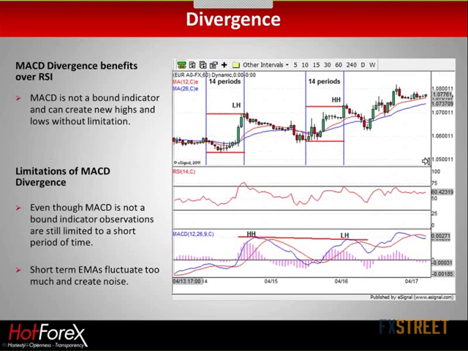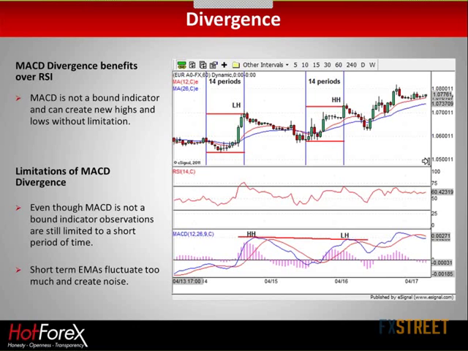Now, the MACD divergence benefit over the RSI is basically the fact that MACD is not a bound indicator. It can create new highs and new lows without limitation.